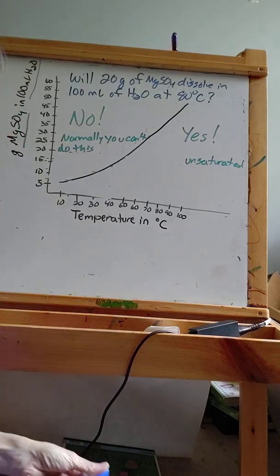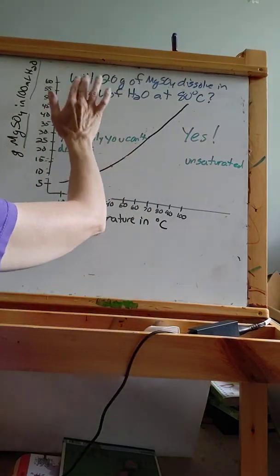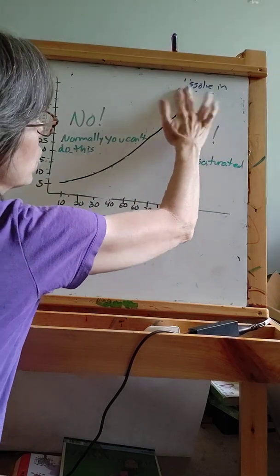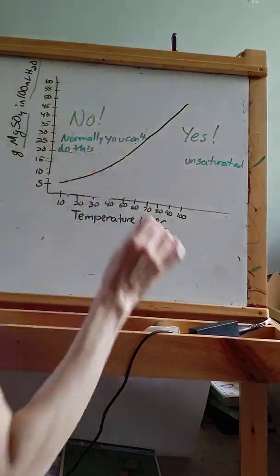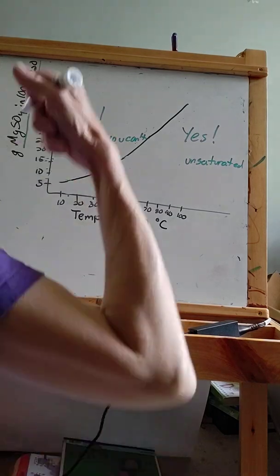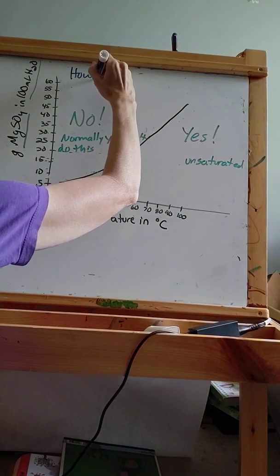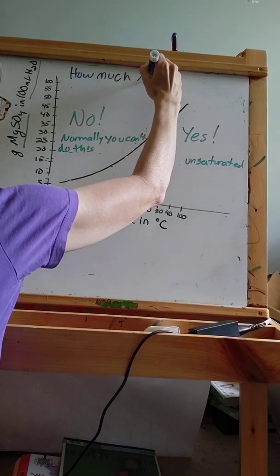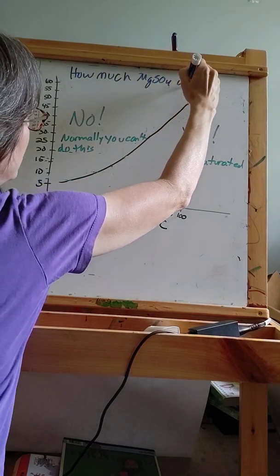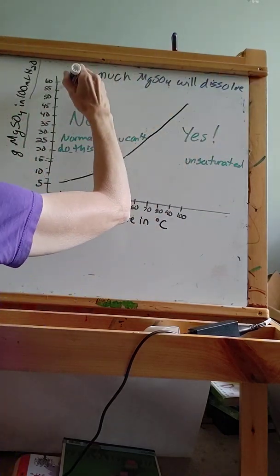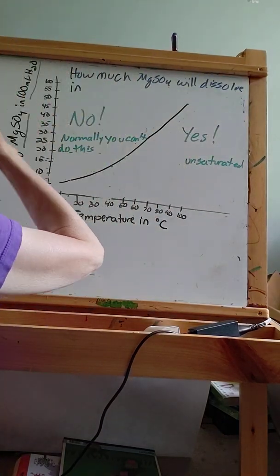The last kind of question that you might possibly get is something along the lines of, one of my other cats just walked into the room and she likes to talk, so you may hear her meowing. You may get a question that says, how much magnesium sulfate will dissolve? I hope the top of this is in the camera frame. I'm so sorry if it's not.